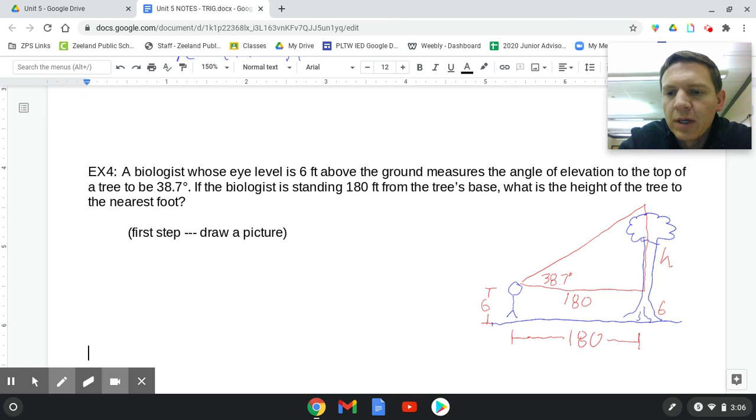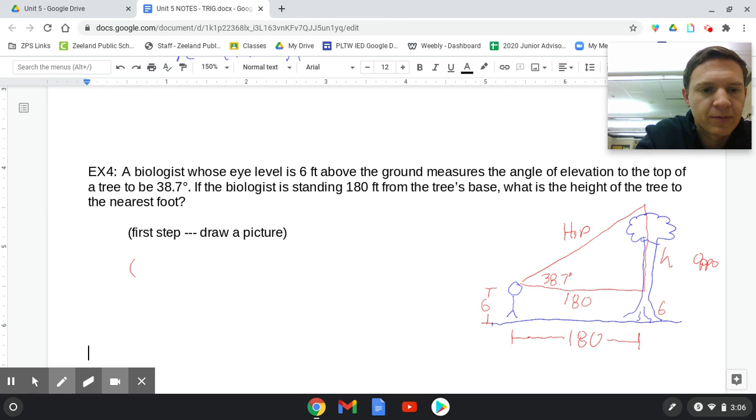So once we get that h, we got to add 6 to get the overall height. Okay, so I need to find the opposite side. I have the adjacent side. I don't have any information at all about this hypotenuse here. I can only work with the opposite side and the adjacent side. Which trig function relates those? Go ahead and look at your notes. So we've got TOA, opposite over adjacent, T, tangent. Tangent relates those. So tangent of my angle, which is 38.7, equals tangent's opposite over adjacent, so equals h over 180.